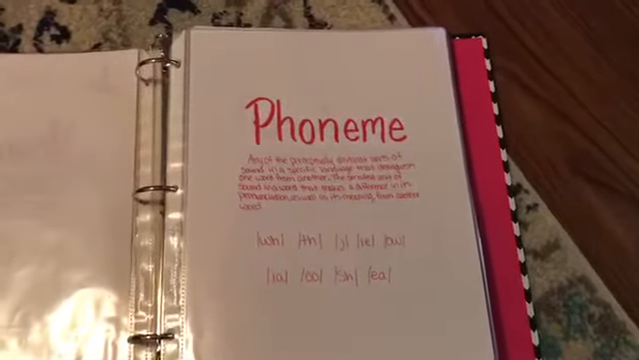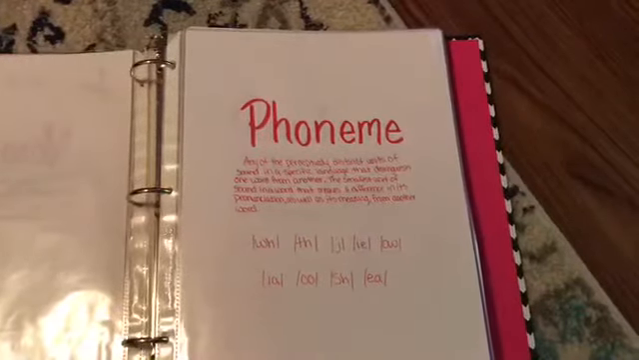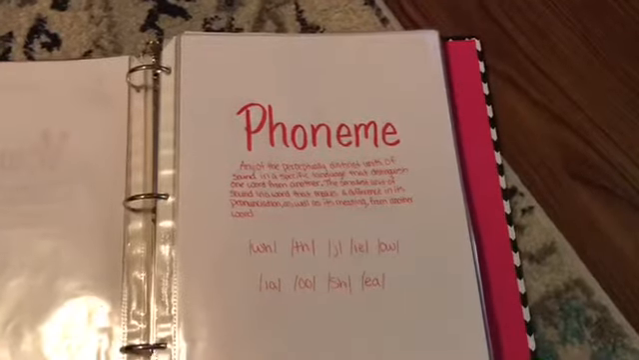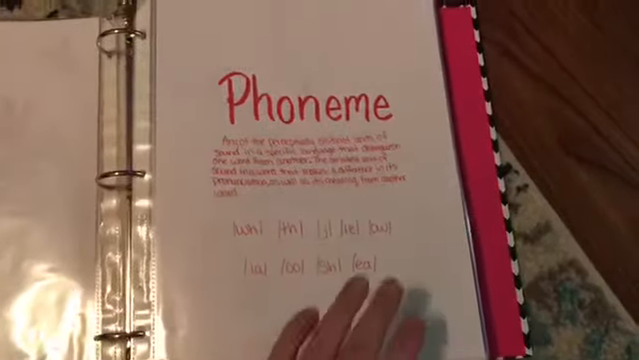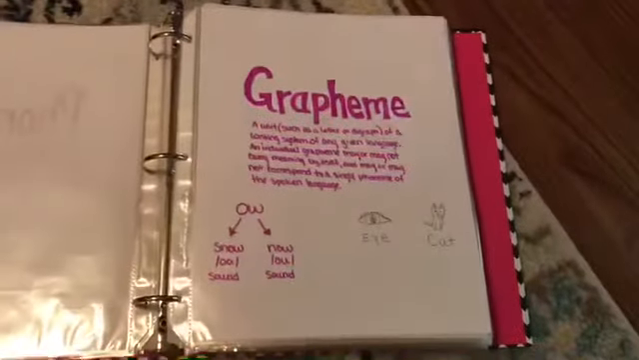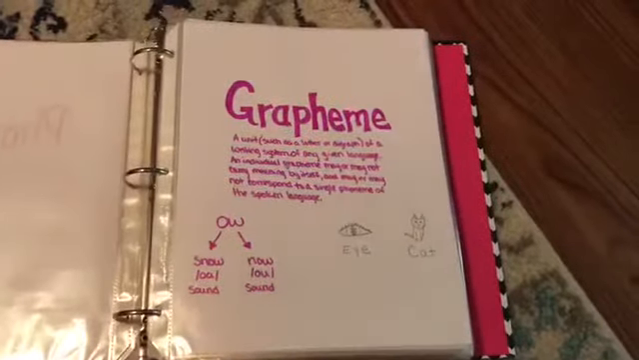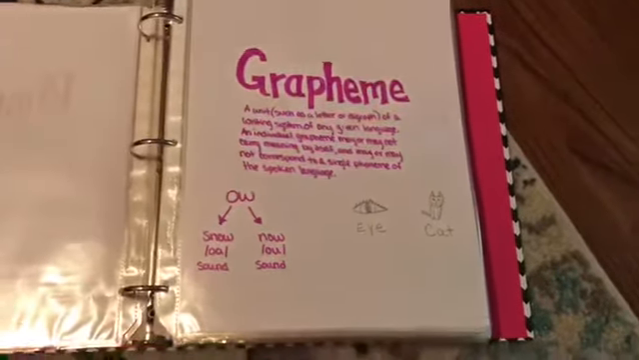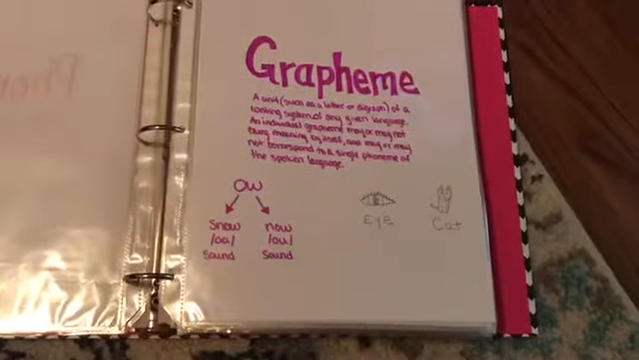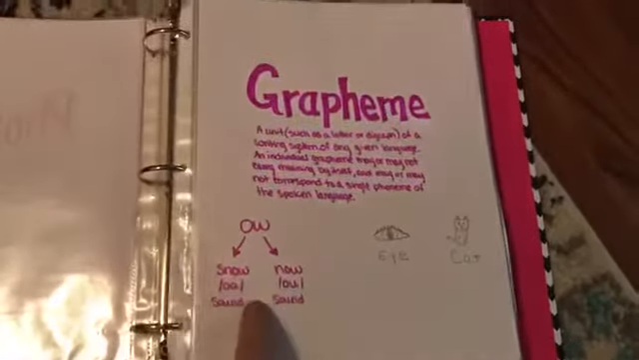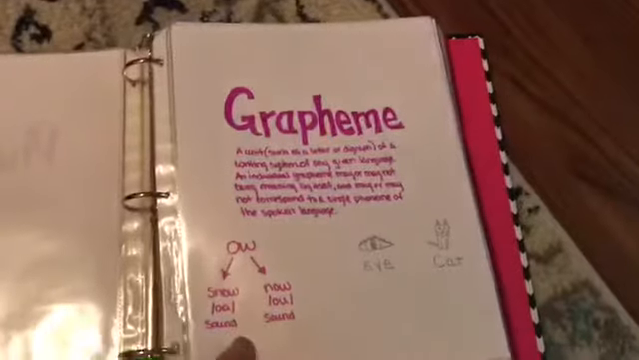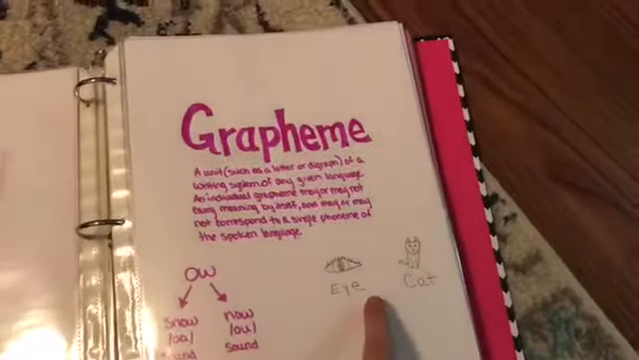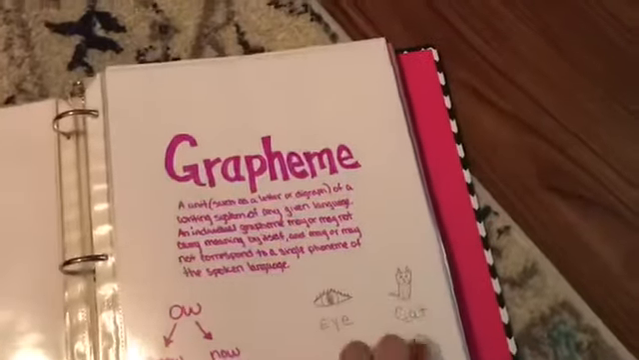And I have my examples right there of phonemes. Graphemes are pictures, and they like to show us writing systems of any given language. So you have an example of snow, and then you have the phoneme and then the actual word, and then you have a picture of an eye and the word eye below it, as well as the cat.